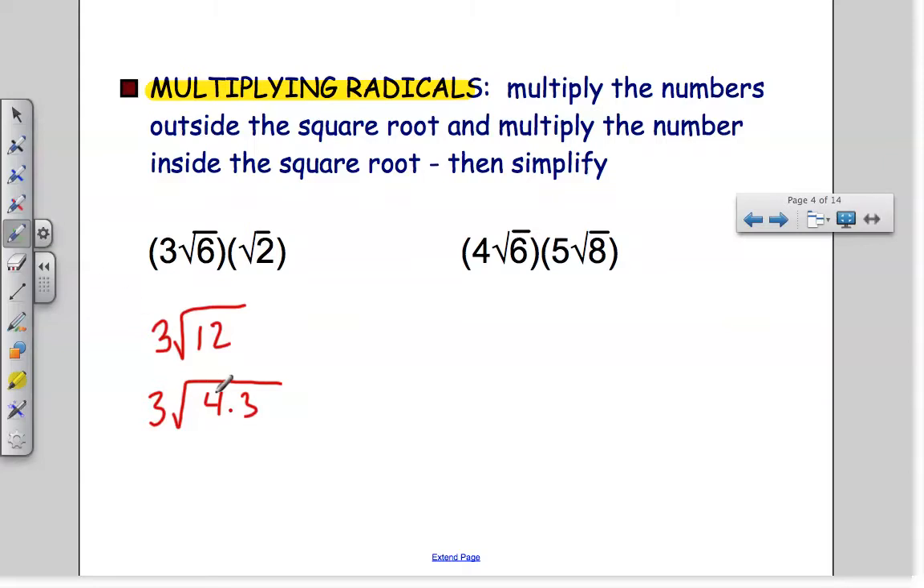And now I can simplify further by taking out the square root of 4. Now the square root of 4 is 2. That goes out in front. What are we doing with everything in here? These are all being multiplied. So I'm going to end up doing 2 times 3 outside the square root. So now getting 6 out there, square root of just the number 3 remains. And that's as far as I can go.